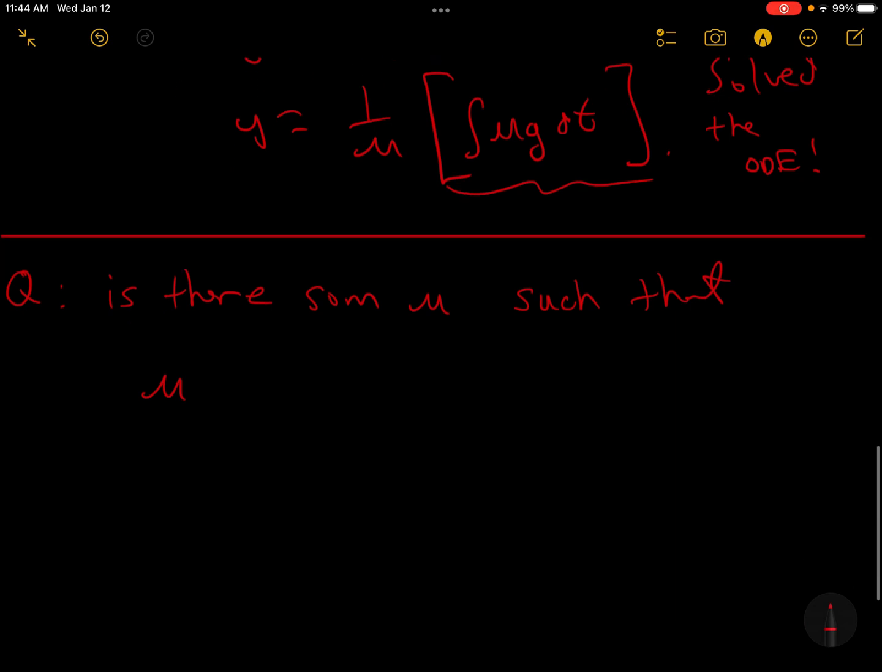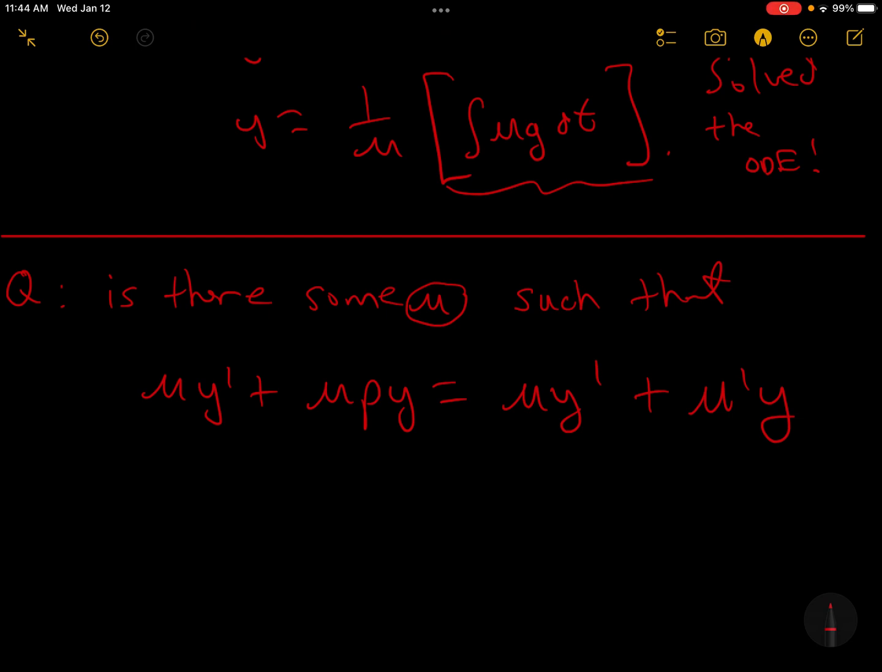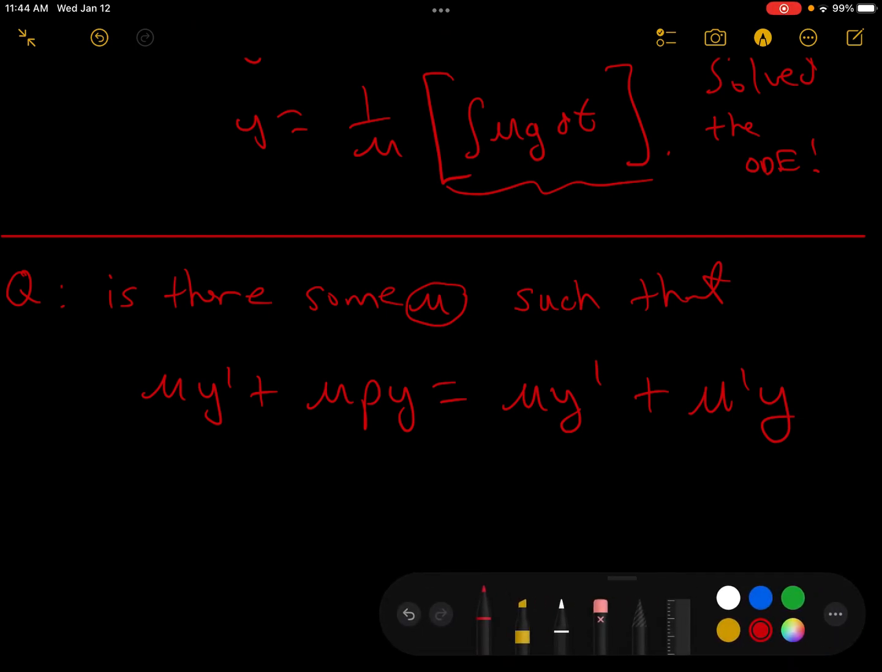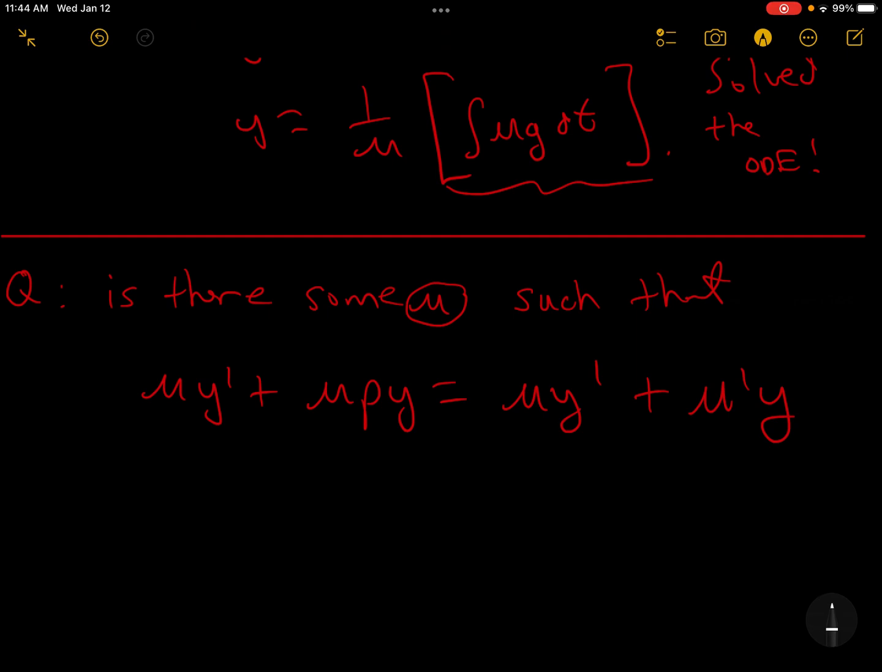Mu, okay, so it's mu y prime. Mu y prime plus mu p y equals mu y prime plus mu prime y, okay? So is there some function mu such that this equation is true? Well, let's solve for mu, see if there is.